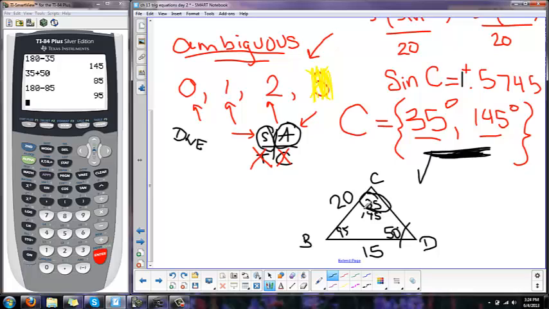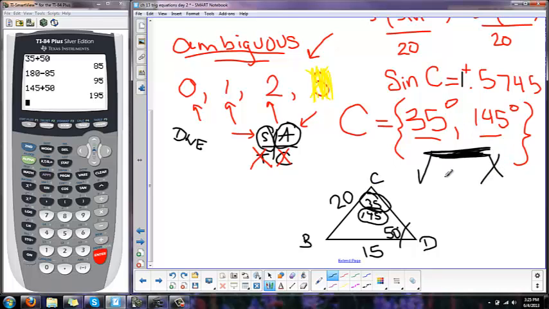And now let's look at 145 degrees. If angle C was 145 degrees, and this angle was 50 degrees, that's 195 degrees in this whole triangle. That means that it's exceeded the number of degrees in a triangle. So this one does not work.